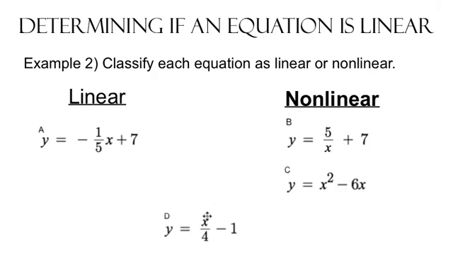Here we have x divided by 4 minus 1. There are no exponents. We're not dividing by a variable. We don't have any operations other than our basic ones. And so we would say that this is a linear function.